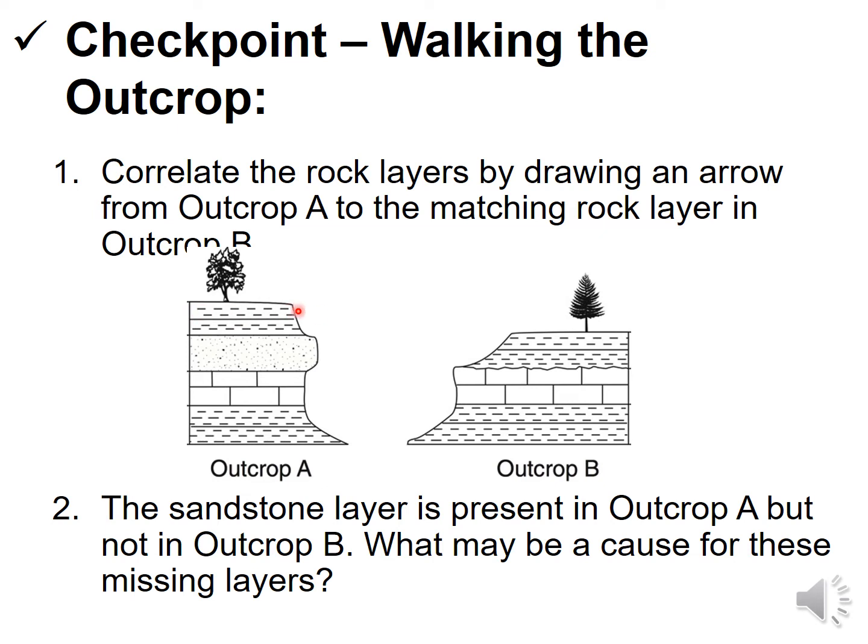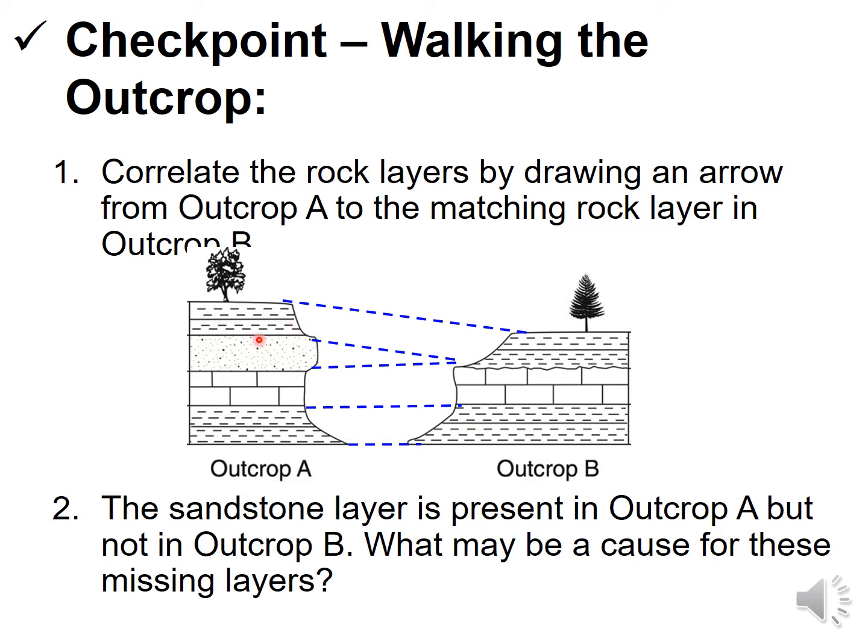Starting at the top, we can notice that these dashed layers here should match these layers over on outcrop B. So there's a matching correlation here, and we can draw those lines. We notice that the brick layer here has a brick layer over here, so we can draw lines from here to here, and then here to here. Finally, we have another dashed layer of two rocks on both sides of our outcrops, and so we can draw matching arrows here.